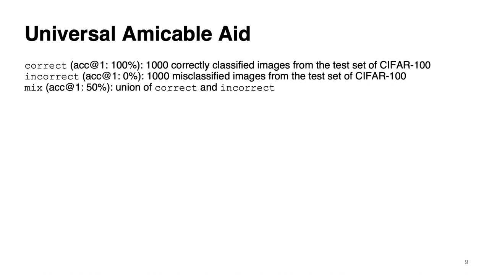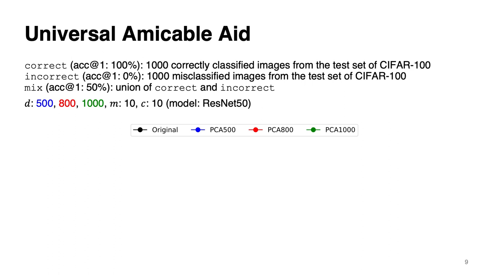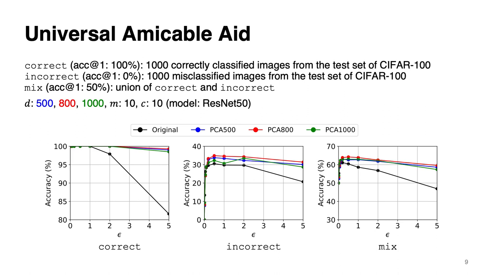Each of these sets is used to find the universal amicable perturbation, and the resulting perturbations were applied to themselves to evaluate their effectiveness. Four models were employed in the evaluation, namely original, PCA500, PCA800, and PCA1000. The original is just a pure ResNet50 trained on CIFAR-100, and the latter three are models trained on modified datasets, where the numbers in the model names indicate the dimension of the PCA subspace of the modified dataset. The results show that the models trained with modified images exhibit higher accuracy than the original model, particularly for large values of epsilon, indicating that our method is effective in finding universal amicable perturbations.